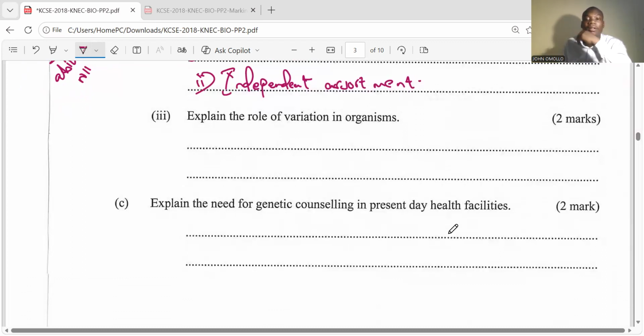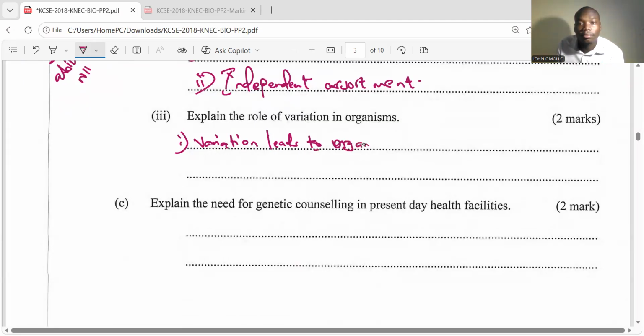Explain the role of variation in organisms. So what does variation bring in organisms? So number one, variation leads to production of organisms, leads to rise or production of organisms.